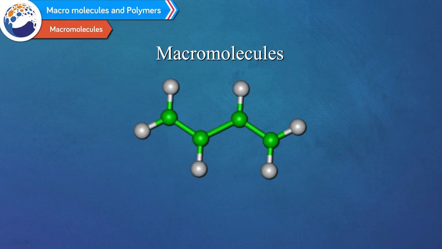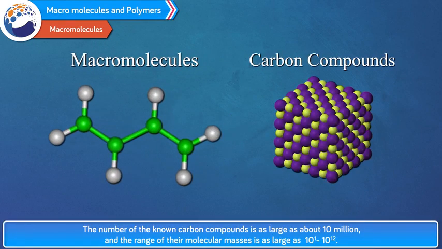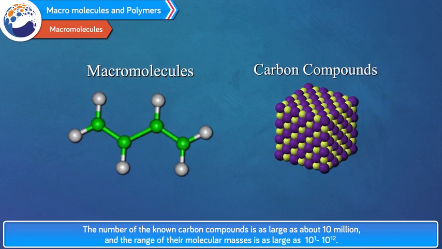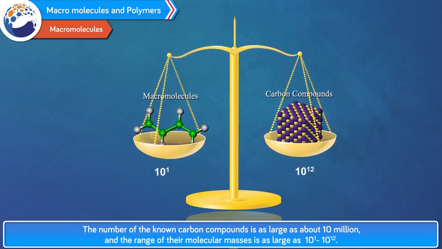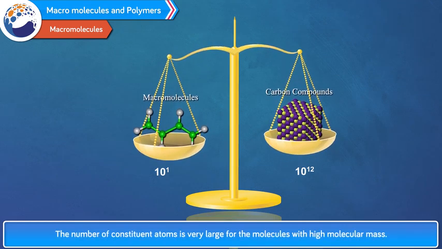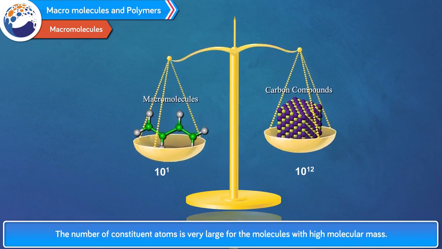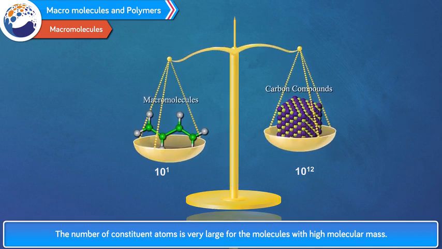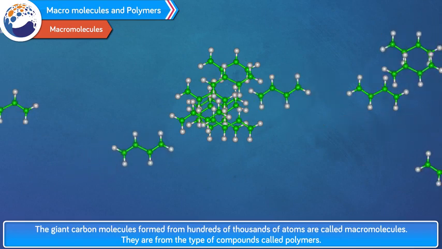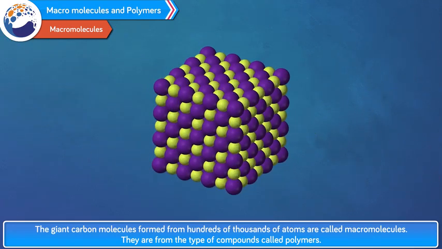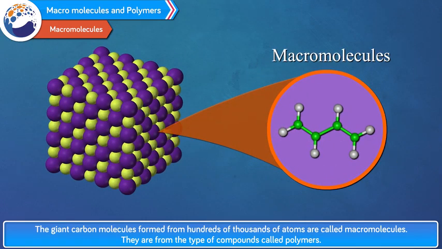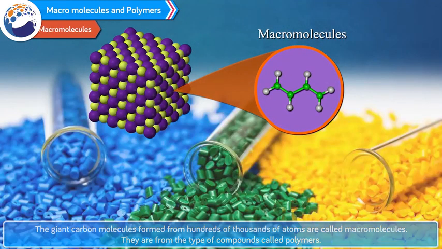Macromolecules and polymers. Macromolecules. The number of known carbon compounds is as large as about 10 million and the range of their molecular masses is as large as 10^1 to 10^12. The number of constituent atoms is very large for the molecules with high molecular mass. The giant carbon molecules formed from hundreds of thousands of atoms are called macromolecules. They are from the type of compounds called polymers.